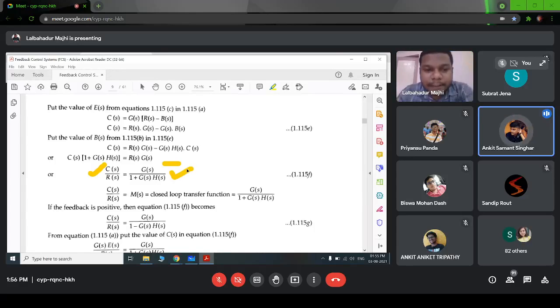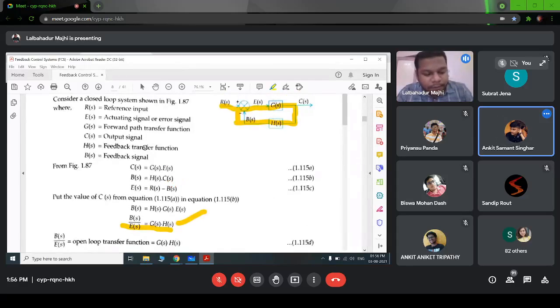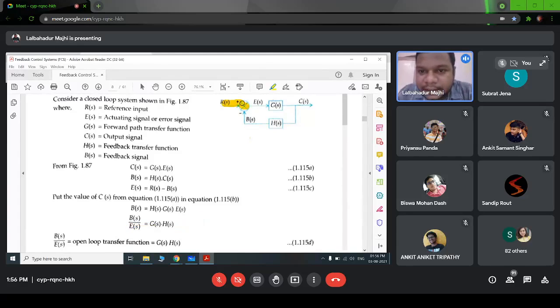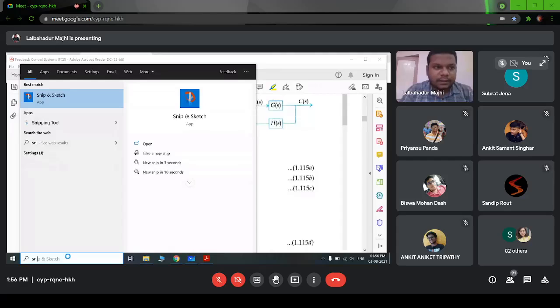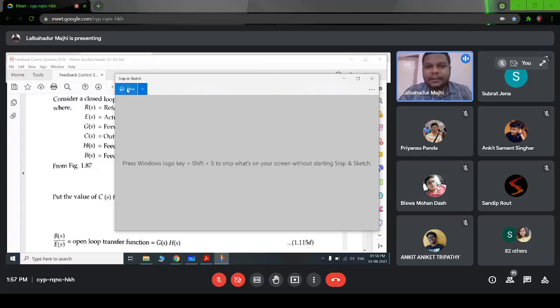Sir, can you explain the open loop one more time? Open loop means there is no feedback path, right? If we neglect this path up to this point... Why do we neglect that part? We just have to make it open loop. This is a closed loop system and we have to make it an open loop system.